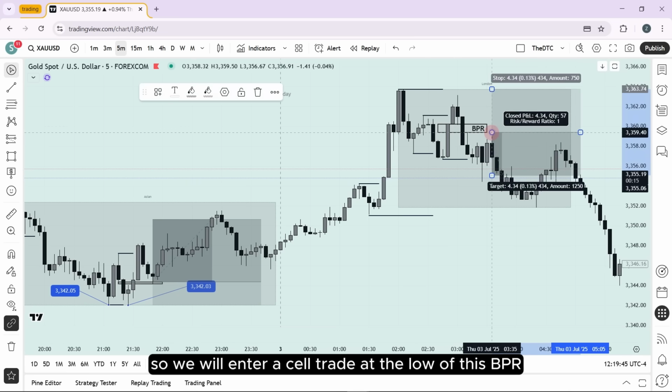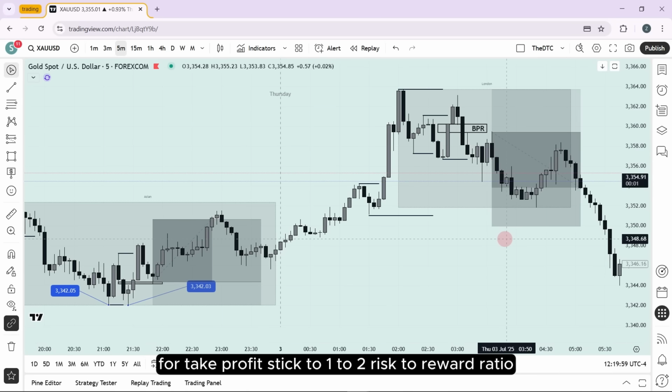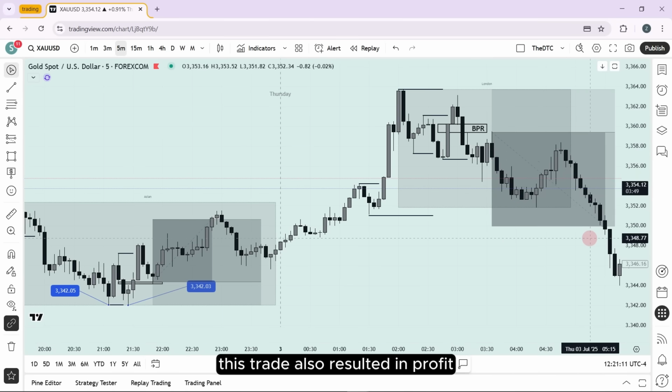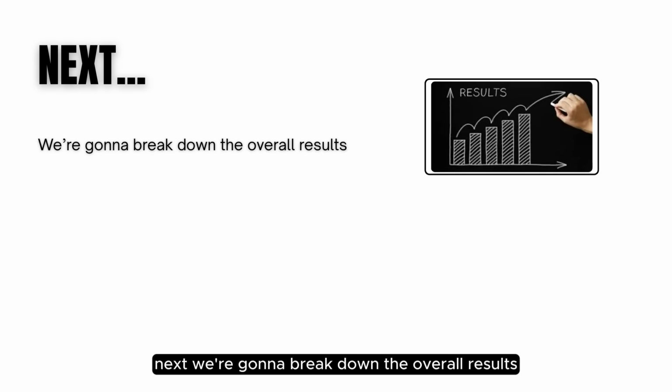So we will enter a sell trade at the low of this BPR and put stop loss at the recent high. For take profit, stick to 1 to 2 risk to reward ratio. This trade also resulted in profit and gave us another 2R. Next, we're going to break down the overall results.